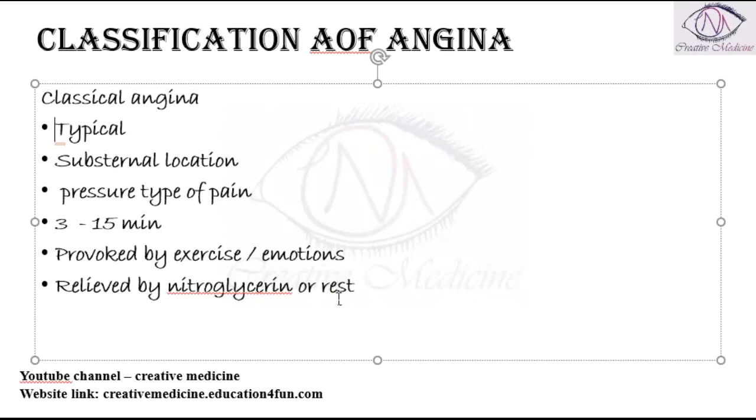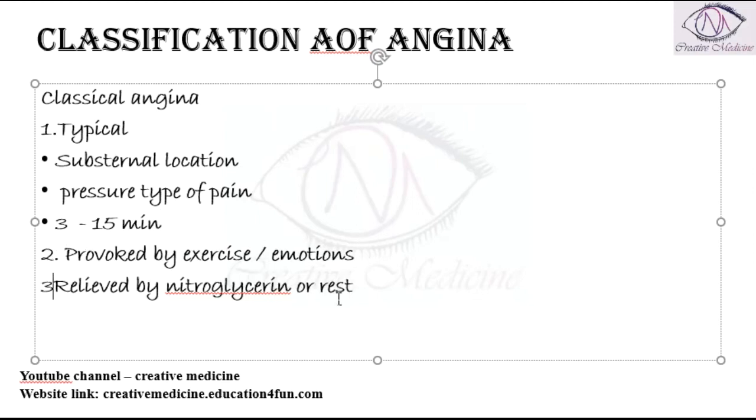In classical angina there are three important criteria. First, typical location, that is substernal location, pressure type of pain, and duration. Second criterion is provoked by exercise, and third criterion is relieved by nitroglycerin or by rest. If all three out of three are present, then it is classical angina.